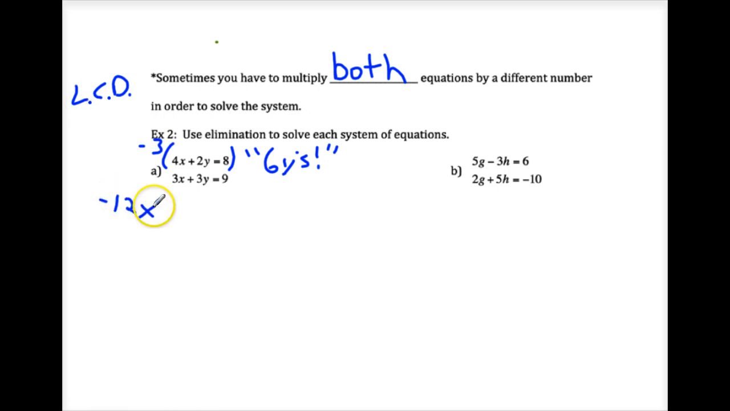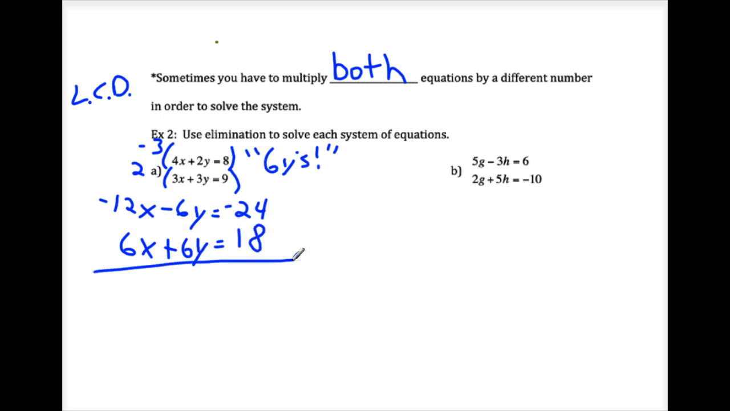-12x minus 6y equals -24. Nice. And if you multiply your first one by -3, Henry, what do we have to multiply the second equation by? 2. Do that. 6x plus 6y equals 8. And what variable eliminates there? The y's. Very good. Gone.